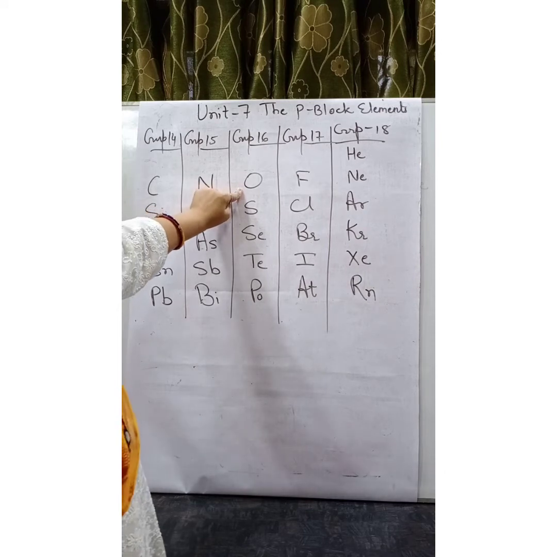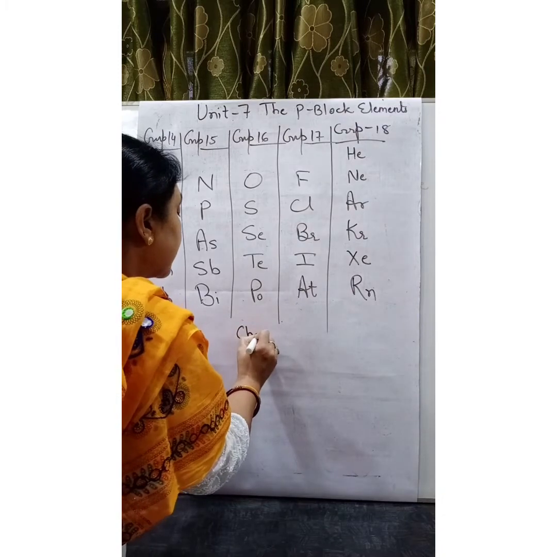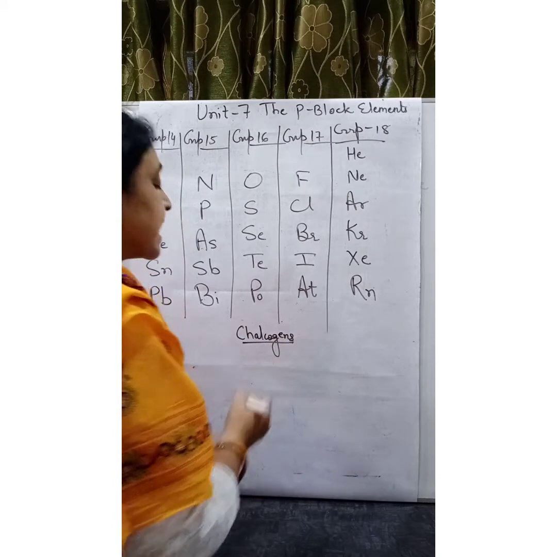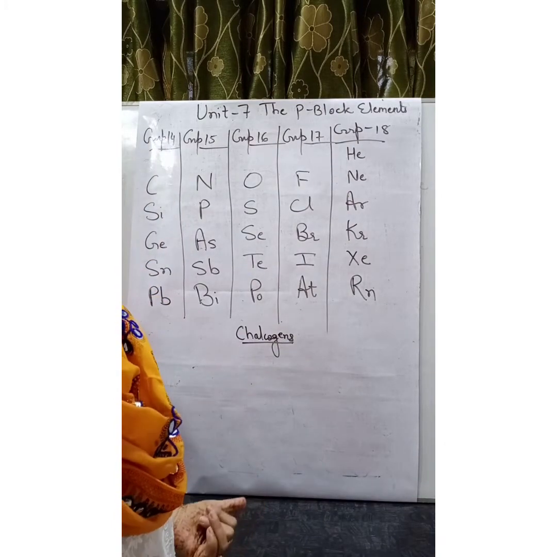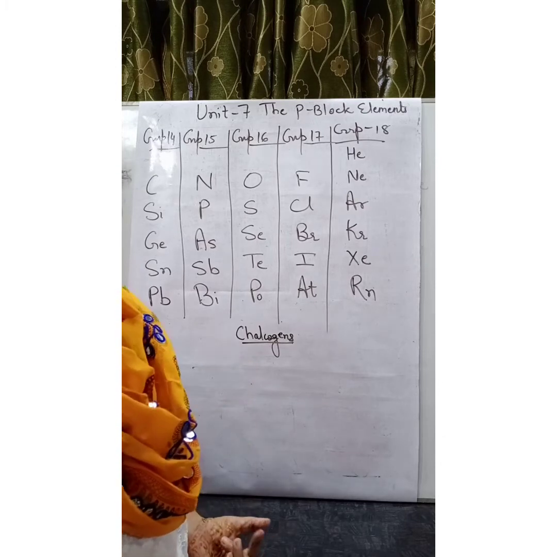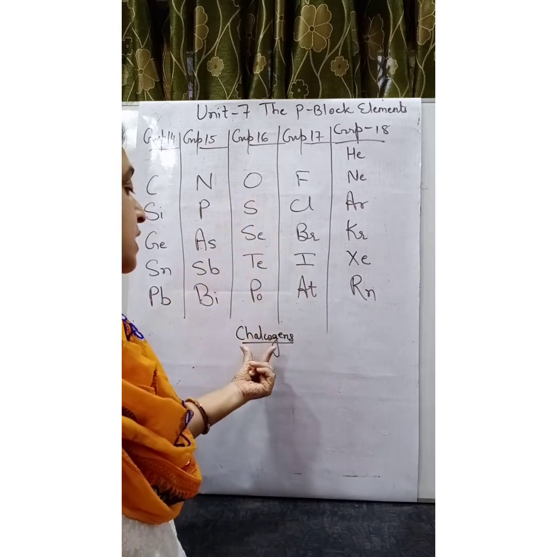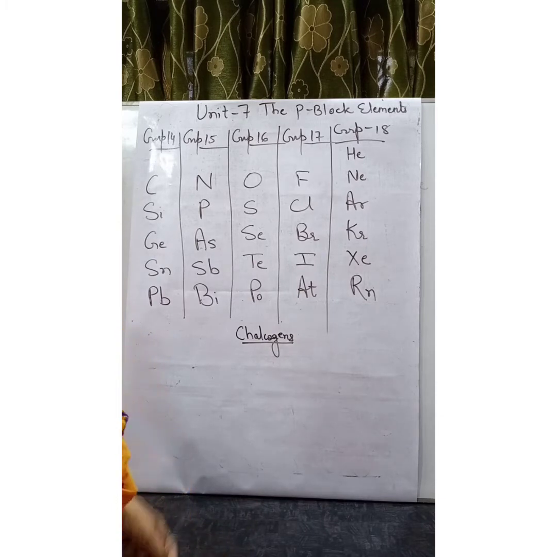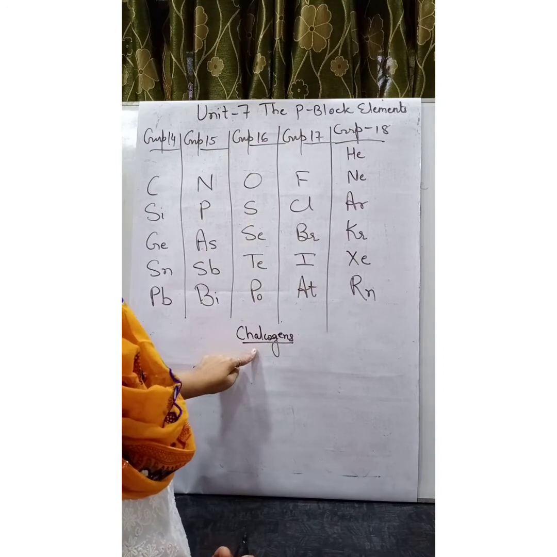This oxygen family is also known by the name chalcogens. This chalcogen is a Greek word for brass, and association of sulfur and its compounds with copper. So basically this word chalcogen means ore forming compounds. So group number 16 is also known as chalcogens.